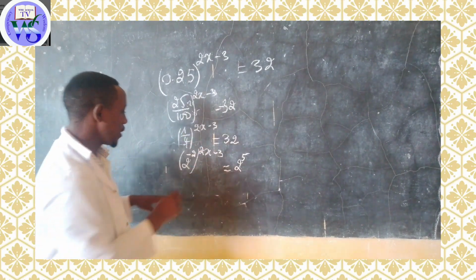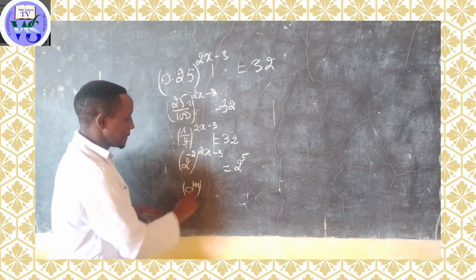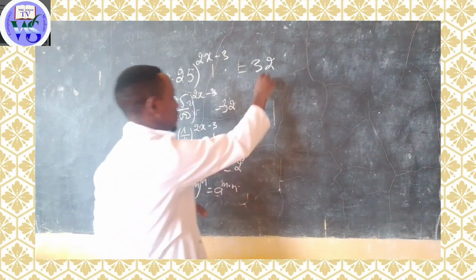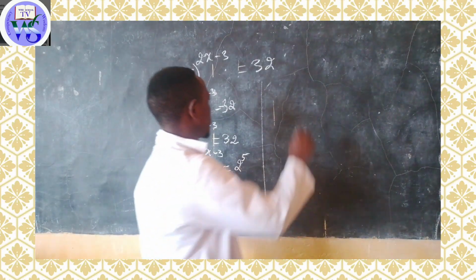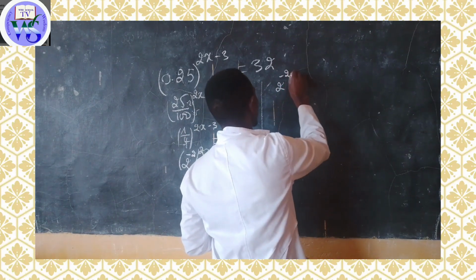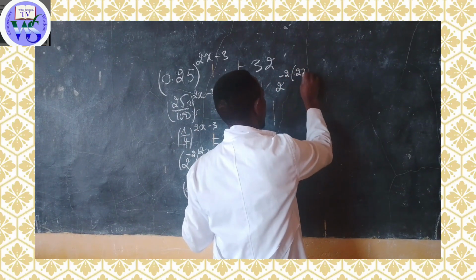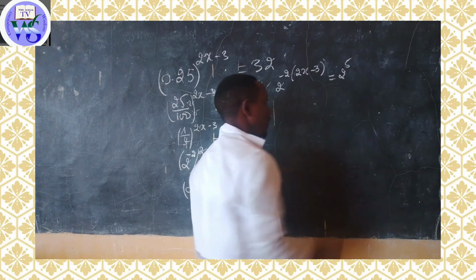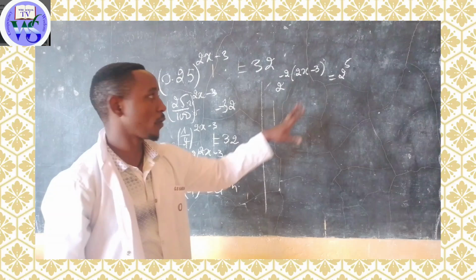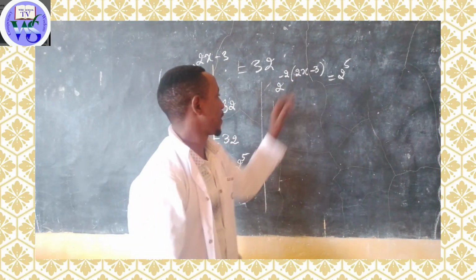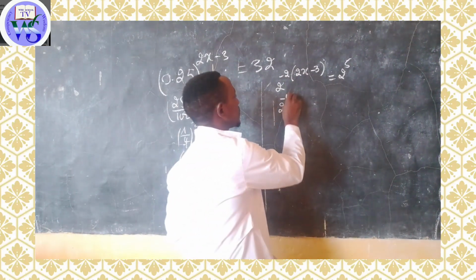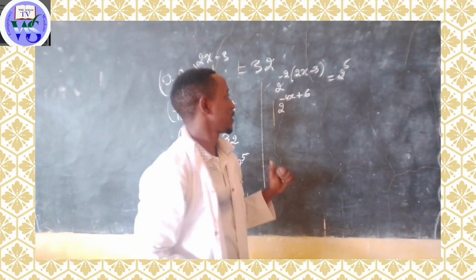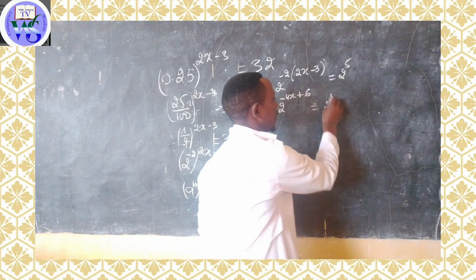So for the power of a power, if we have a power n, it is equal to a power m times n. According to that, 2 power minus 2 times 2x minus 3 is equal to 2 power 5, since 32 is equal to 2 power 5. When you multiply this, you get 2 power minus 4x plus 6, which is equal to 2 power 5.